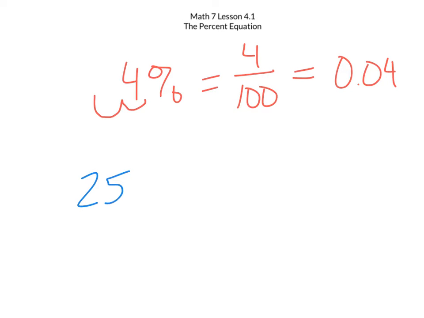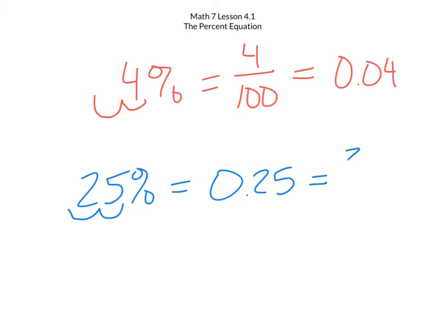If I have 25%, make that a decimal. I just move the decimal twice. I get 0.25. And then to make it a fraction, I put 25 on top. This is a percent, so what's on bottom?